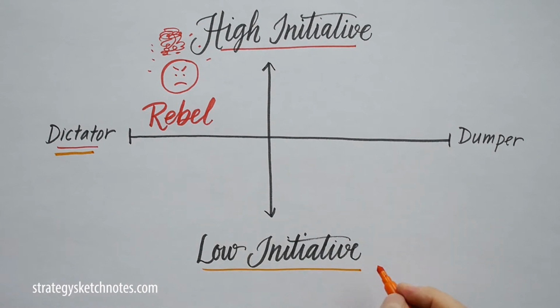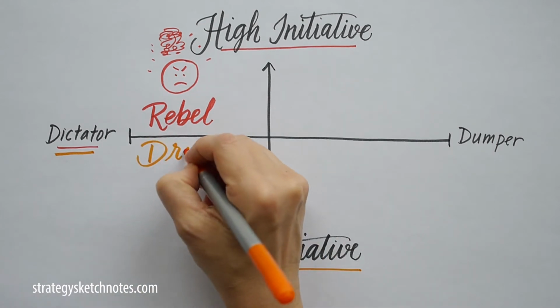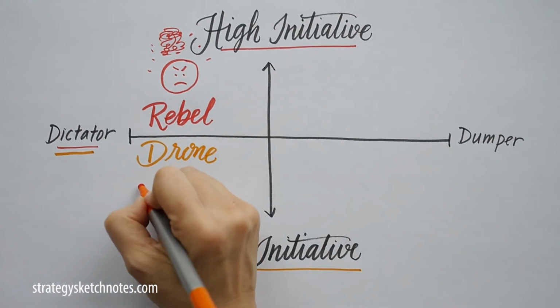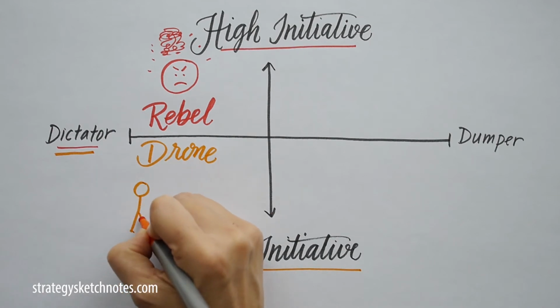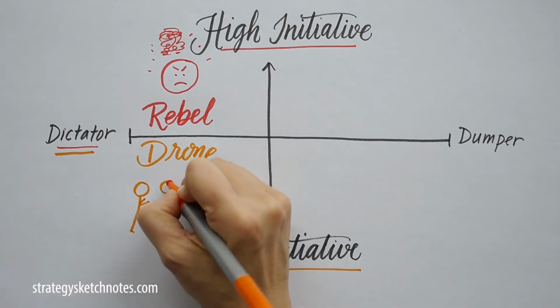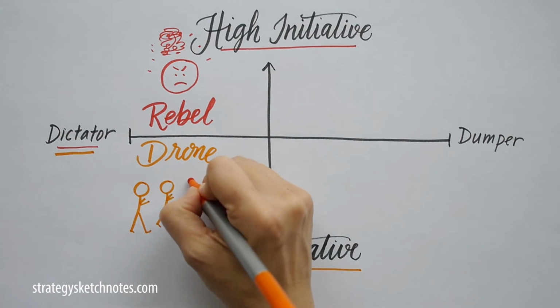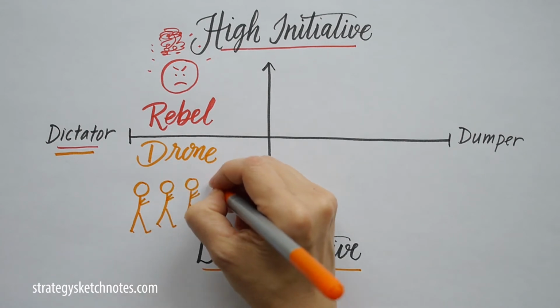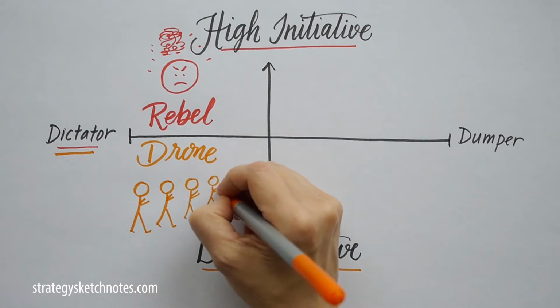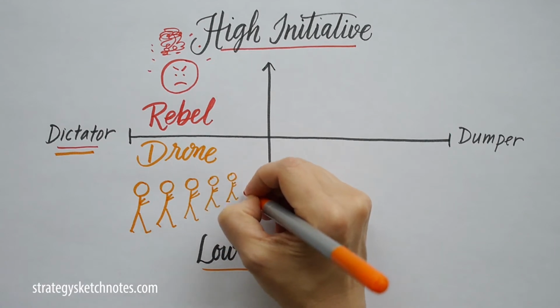When a dictator leads a person with low initiative, that person becomes a drone. They become yes people, just going about their day doing their tasks, a glassy-eyed stare displaying the lack of brain activity behind their empty eyes. There's no reason for a drone to think. Everything's been dictated by their leader.